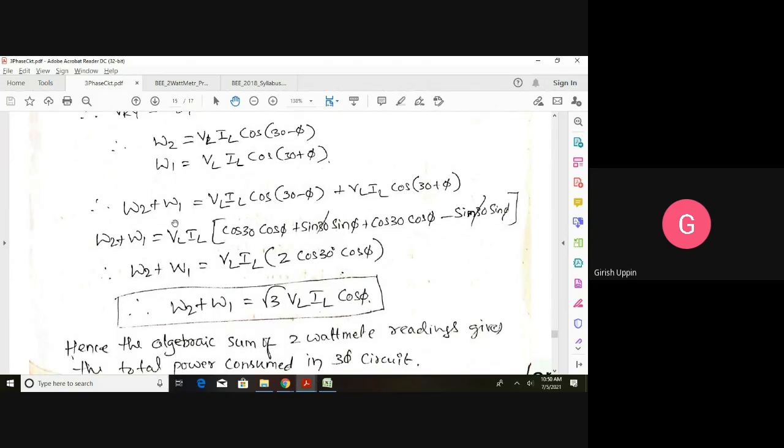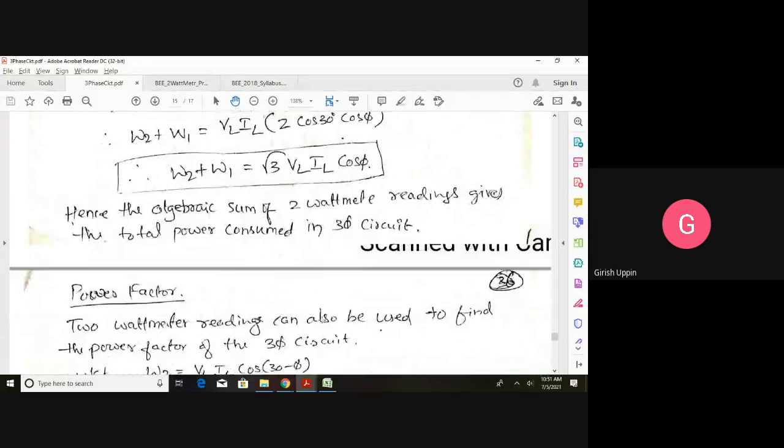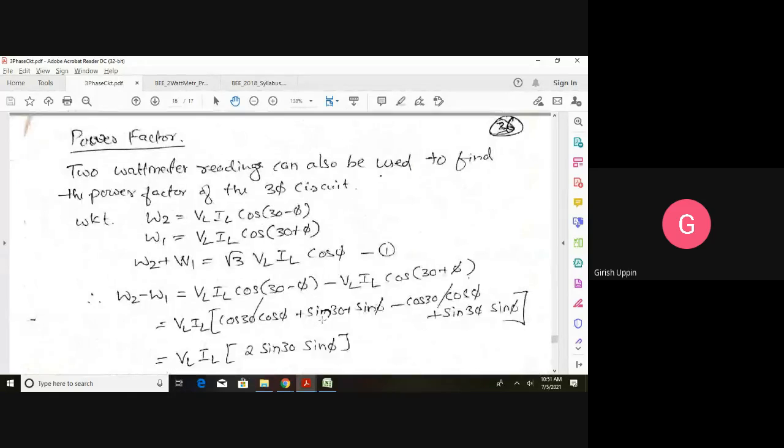When we add these and simplify, what do we get? W2 plus W1 is equal to root 3 times VL IL cos φ. And this right hand side is nothing but the three phase power. That is how 2 wattmeters are sufficient to measure the three phase power. And using the same wattmeter readings, we can also find the power factor. How to do that? We already know.